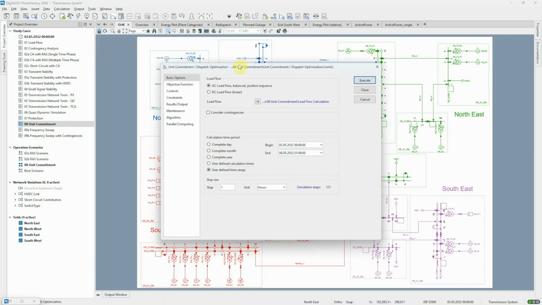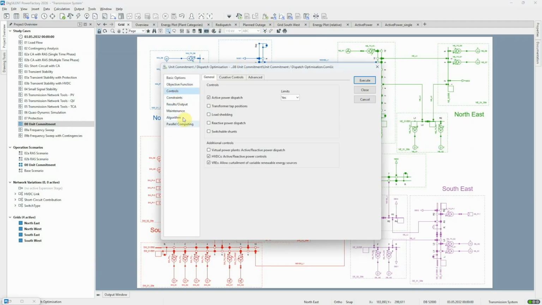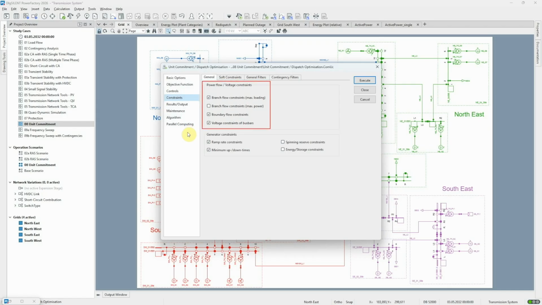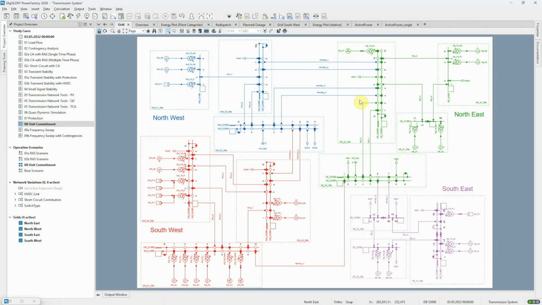Returning to the command dialog, on this page the controls are defined. We'll use active power dispatch as a control, with the active power limits being considered. On this page, the power flow and voltage constraints are selected, together with the generator constraints that are to be observed. Any control or constraint selected in the unit commitment and dispatch optimization command is only considered in the optimization for network elements that also have the relevant parameters selected.